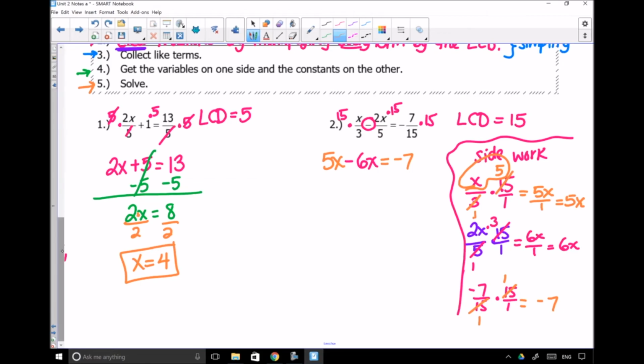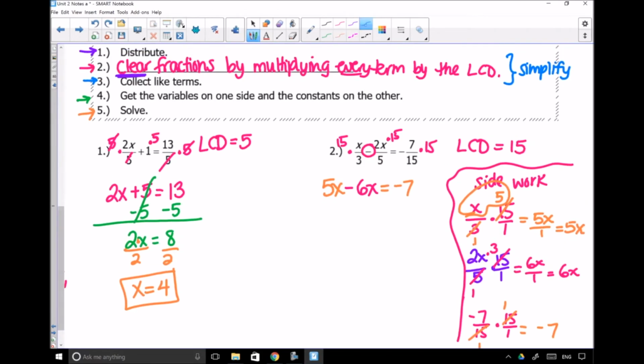Now that I've cleared my fractions, it's just a regular equation. So step 3 is to collect like terms. Well, 5x and minus 6x are like each other. Let's go ahead and use the scoreboard. Team positive won the 5 points, team negative won the 6 points, so team negative won by 1 point. So I can say that this is negative 1x is equal to negative 7.